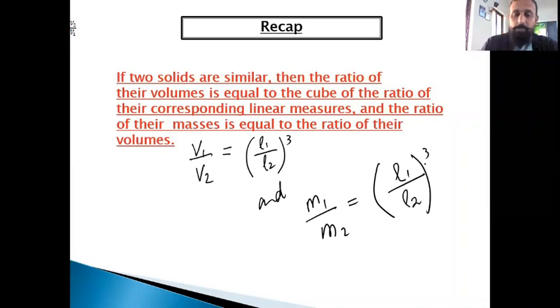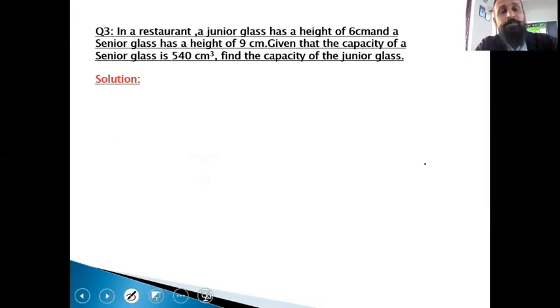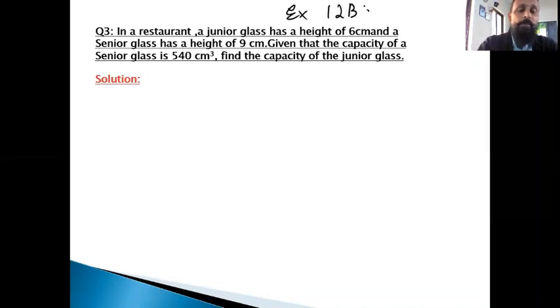All right, so let's start our first question. This is from exercise 12B of your school textbook. Question number 3. In a restaurant, a junior glass has a height of 6 centimeters and a senior glass has a height of 9 centimeters. Given that the capacity of a senior glass is 540 cm cube, find the capacity of the junior glass.